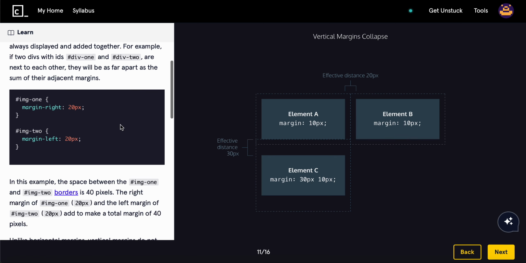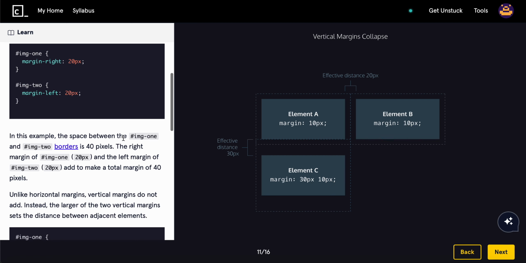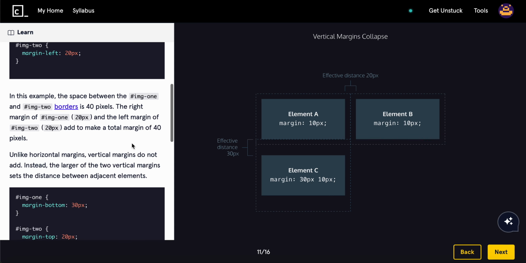So let's try to understand. Okay, so for example, if you have image 1 and image 2, let's say your margin right at 20 pixels and a margin left at 20 pixels. In this example, the space between image 1 and image 2 will be 40 pixels because the right margin is 20 and the left margin is 20. So that will make a total of 40 pixels.